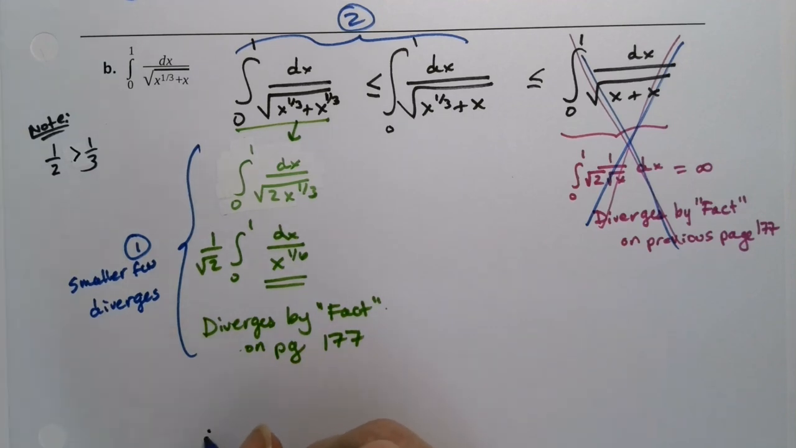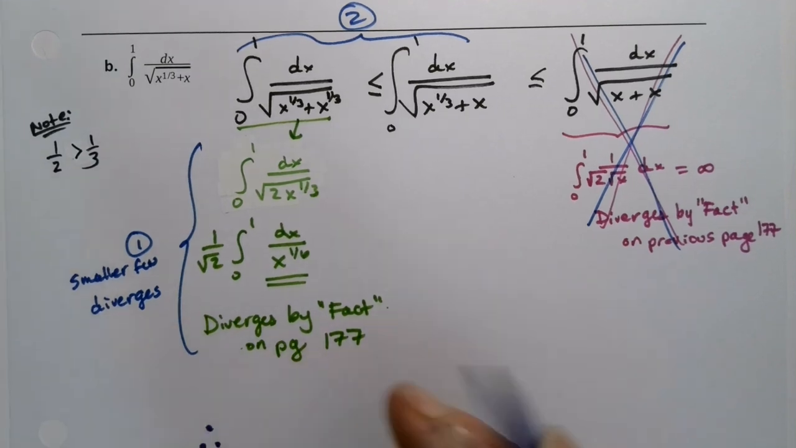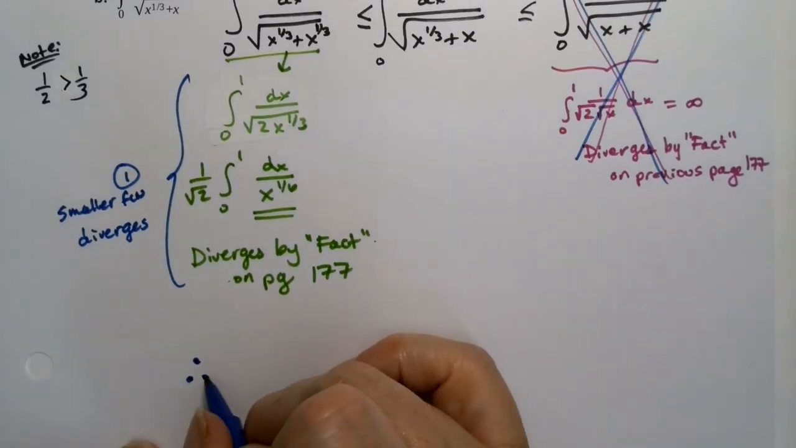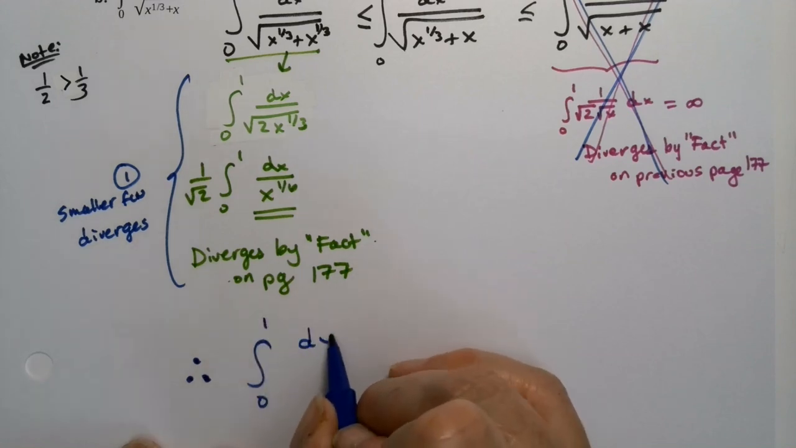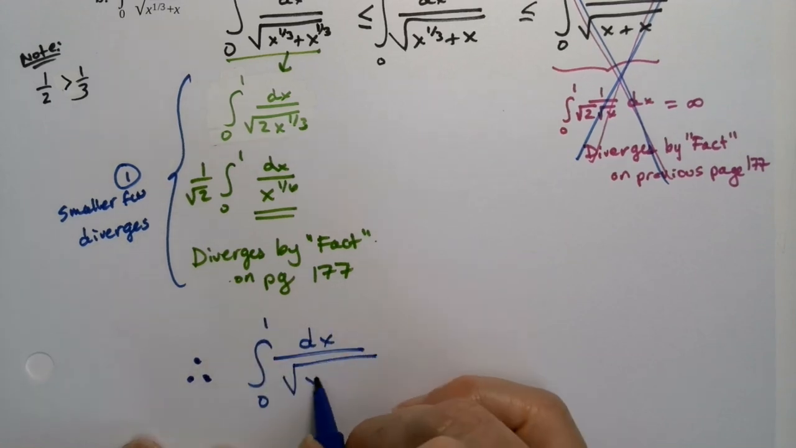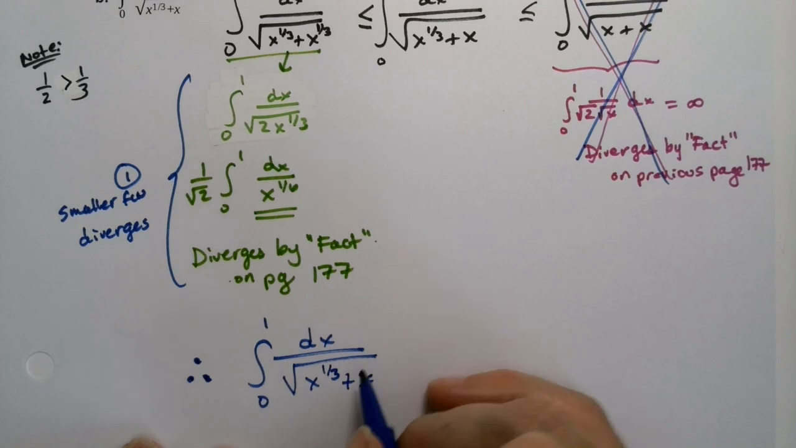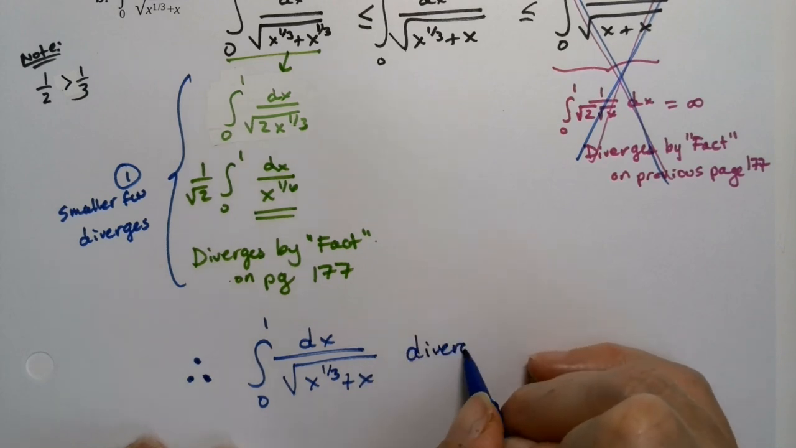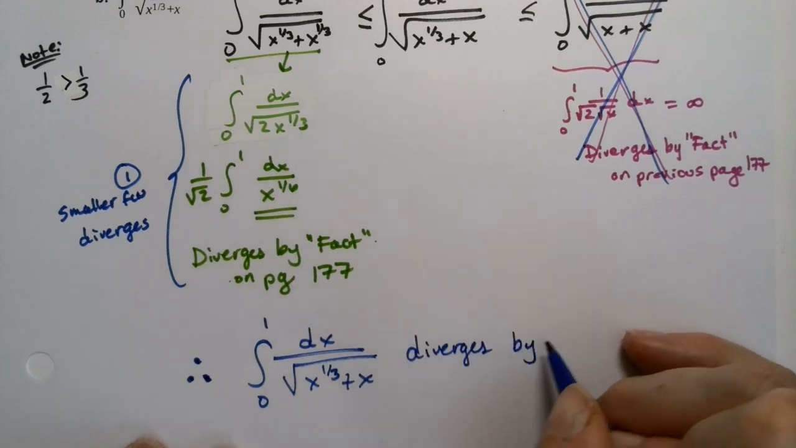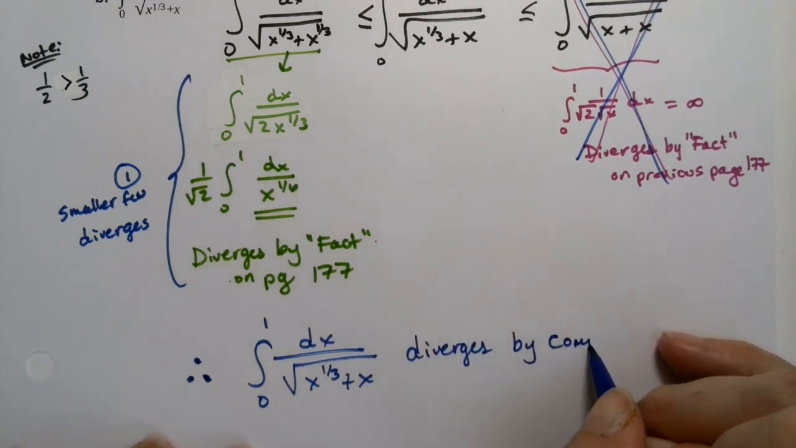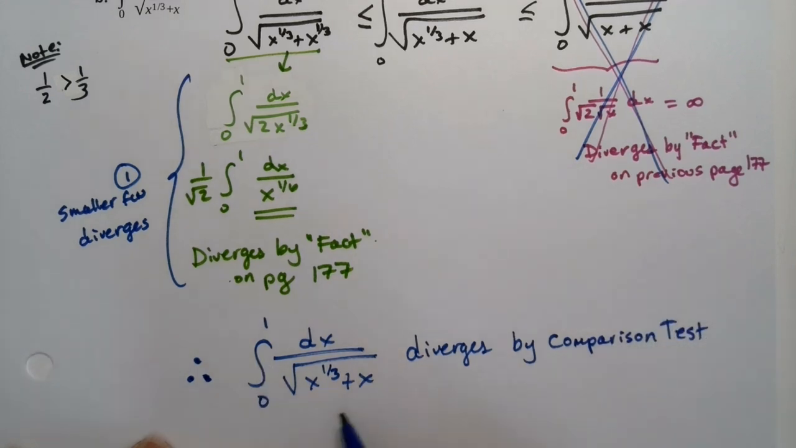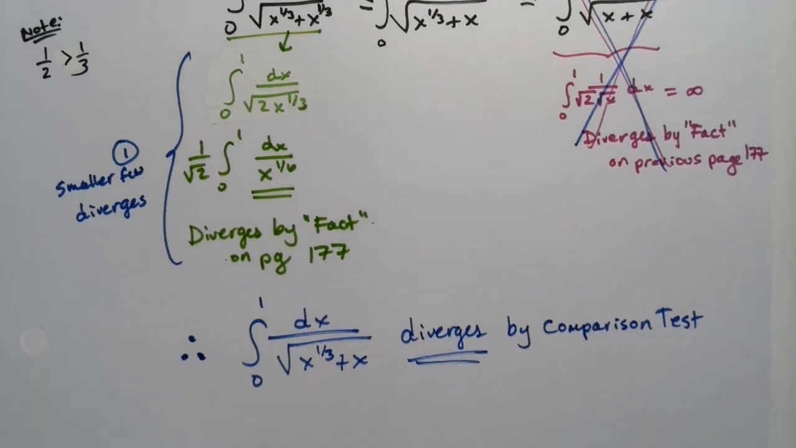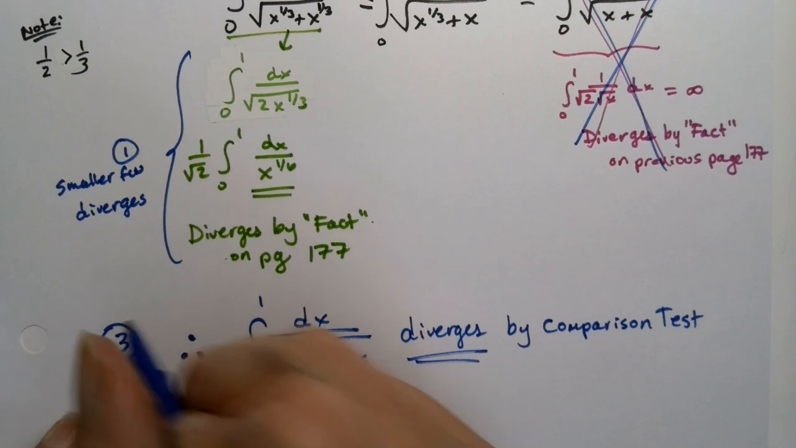So therefore, here's what those 3 dots in a triangle shape mean. It means therefore. The integral from 0 to 1 of dx over x to the 1/3 plus x diverges also. And that was part 3 that I'm showing right there.